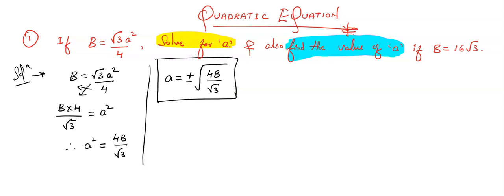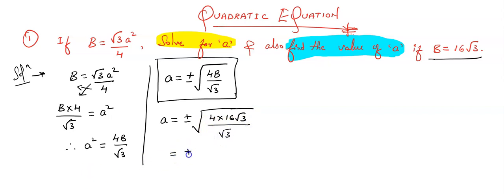Now we need to find the value of a. To find the value of a, he has given the hint. As you can see here, the value of b is 16 root 3. So shall we substitute here? That is a is equal to plus or minus root of 4 into, what is b? b is 16 root 3, keeping the square root till here, divided by root 3 as it is.